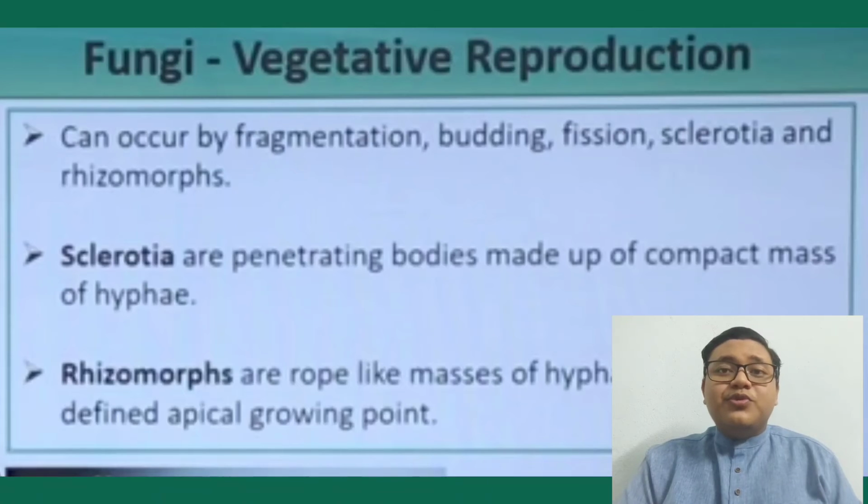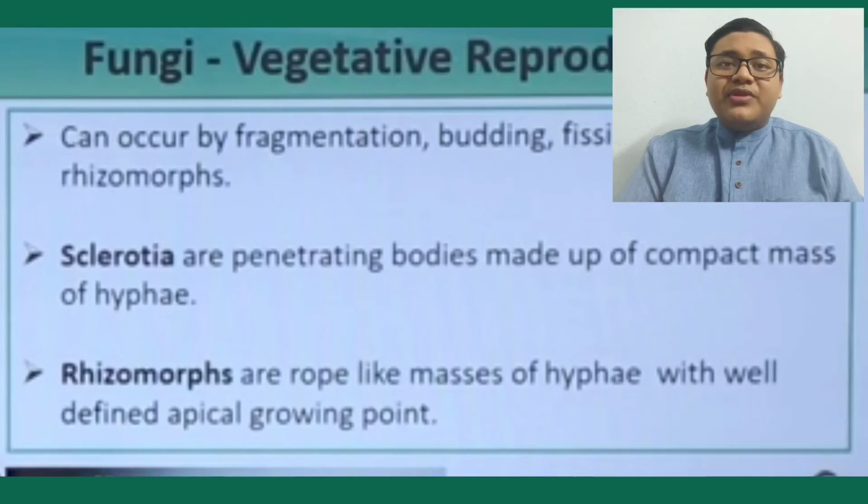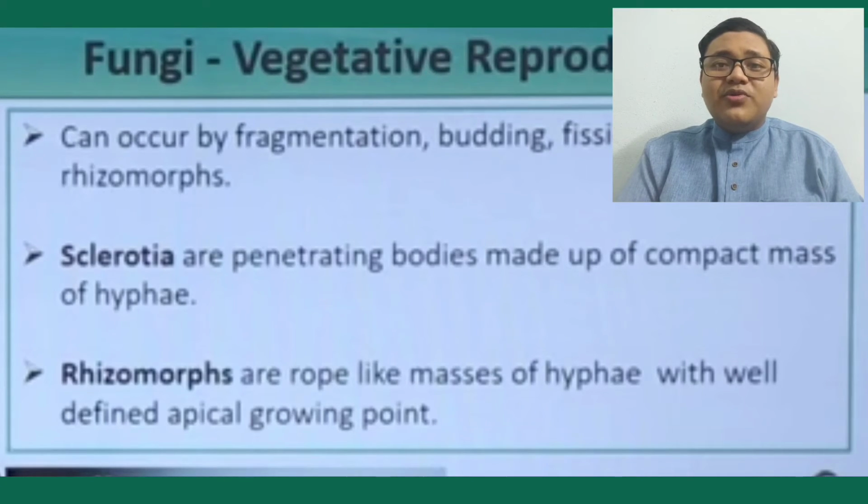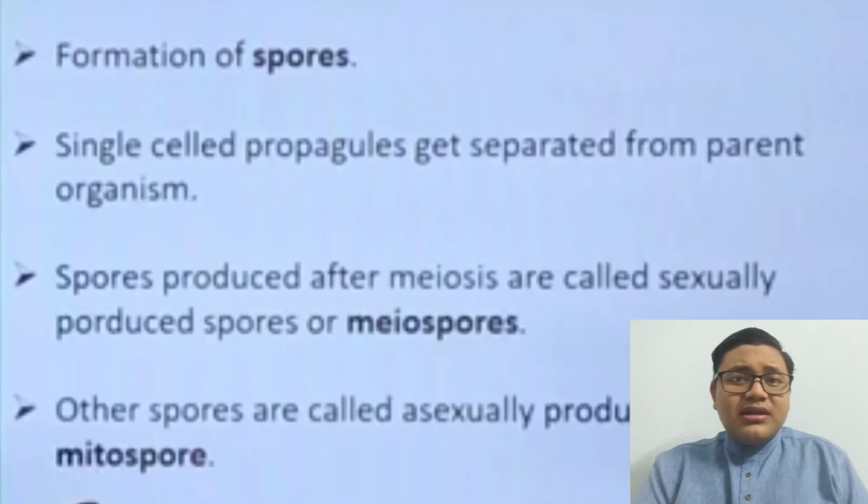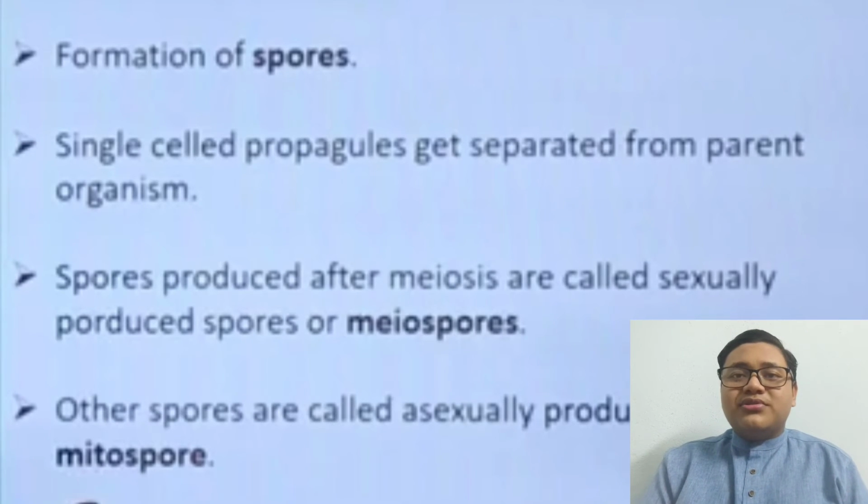Next, we move to reproduction of fungi. First, it has vegetative reproduction. It can occur by fragmentation, budding, fission, sclerotia, and rhizomes. Sclerotia are resting bodies made up of compact mass of hyphae, and rhizomes are rope-like mass of hyphae with well-defined apical growing point. Next is formation of spores.